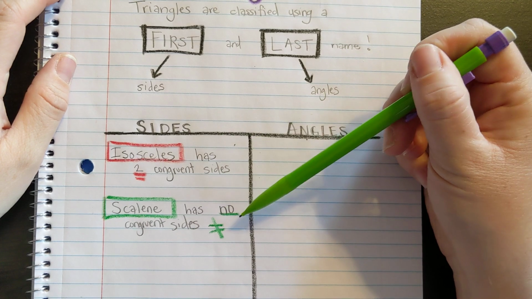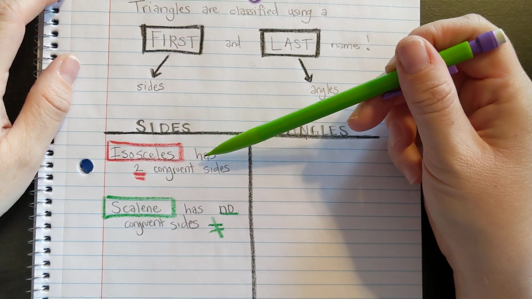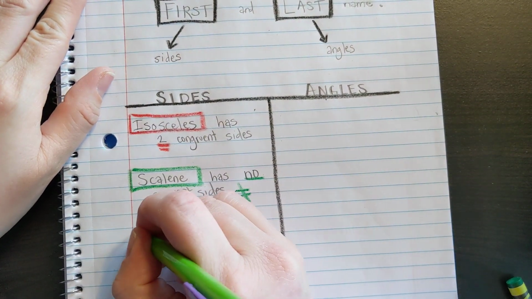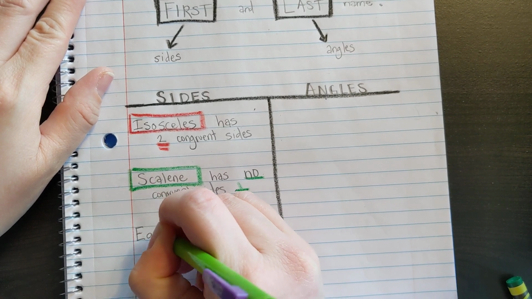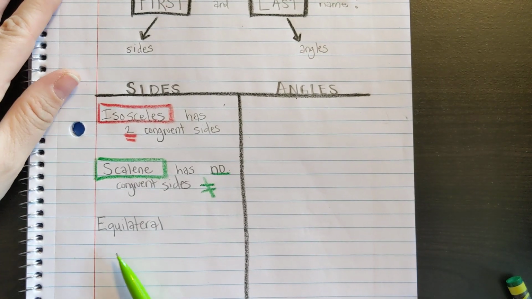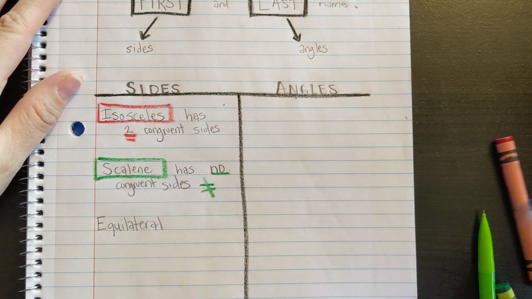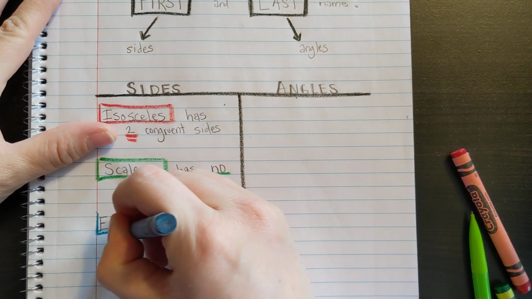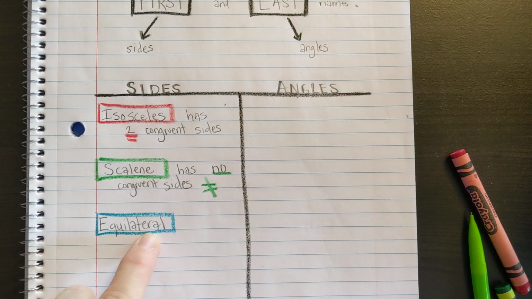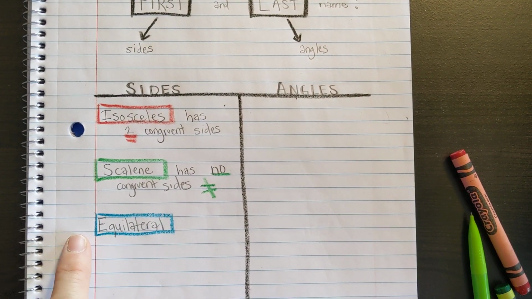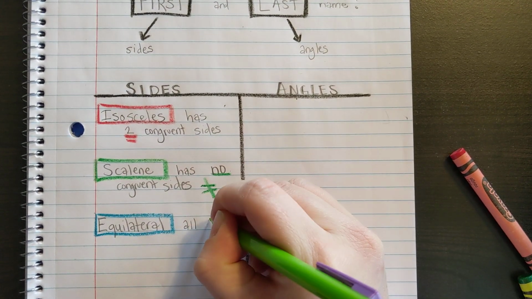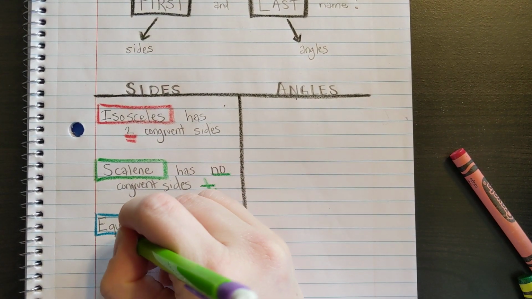Okay, so we have a triangle that has no sides the same, a triangle that has 2 sides the same. What do you think the last one is going to be? I'm going to give you the name of it, and I bet you'll be able to figure it out. The other name that a triangle can be called as its first name is equilateral. So, thinking about that, how many sides do you think are the same on an equilateral triangle? Remember, lateral means sides, equa means equal. So equilateral means all 3 sides are congruent.